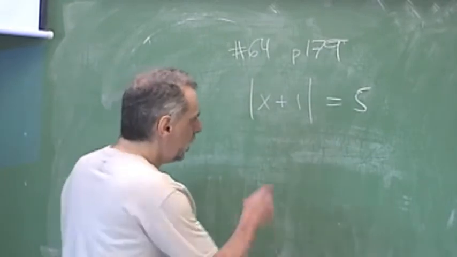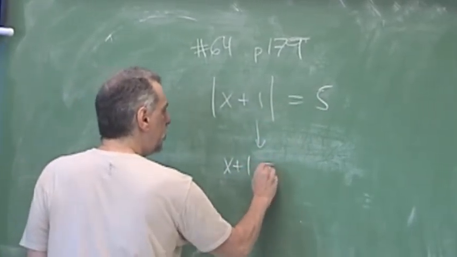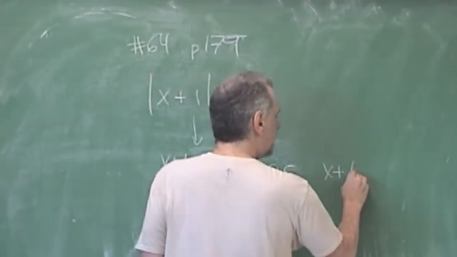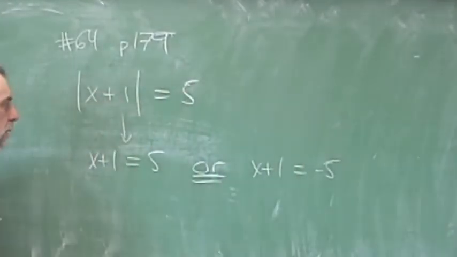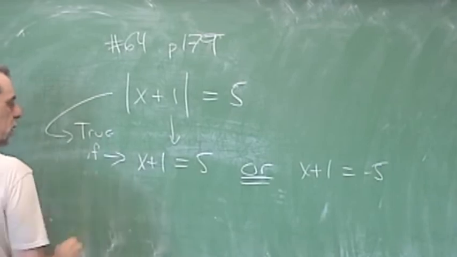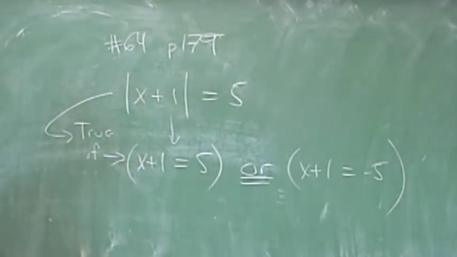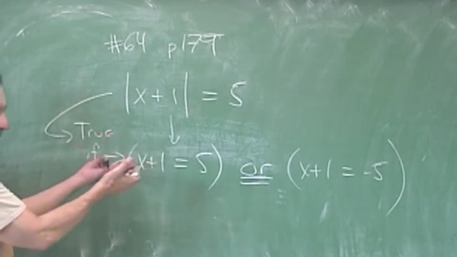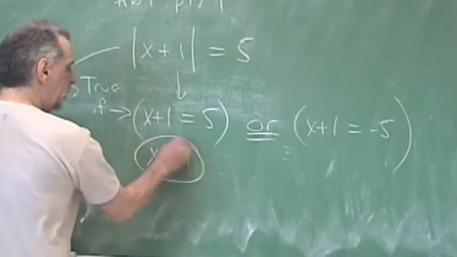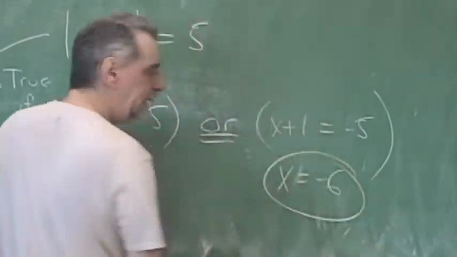This one's already here. So now once you get here, you're going to say this is true if x plus 1 equals 5, or if x plus 1 equals negative 5. Okay, so we're going to say this is true if x plus 1 equals 5, or if x plus 1 equals negative 5. So you got to do both of those. Again, very simple equations here, right? We subtract 1 from both sides here, we get one of our answers. We subtract 1 from both sides here, we get our other answer.